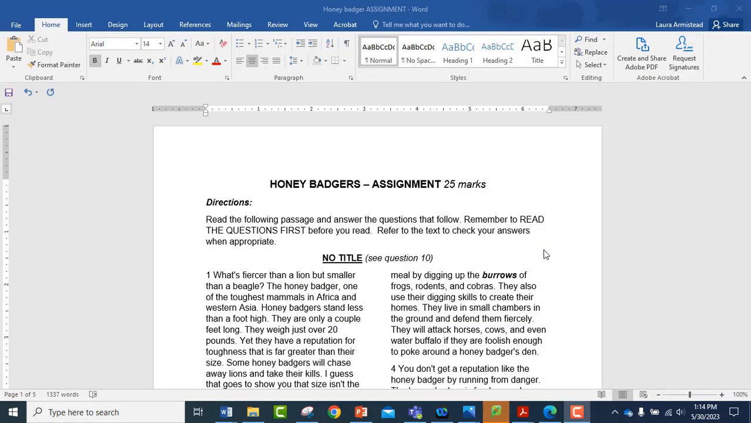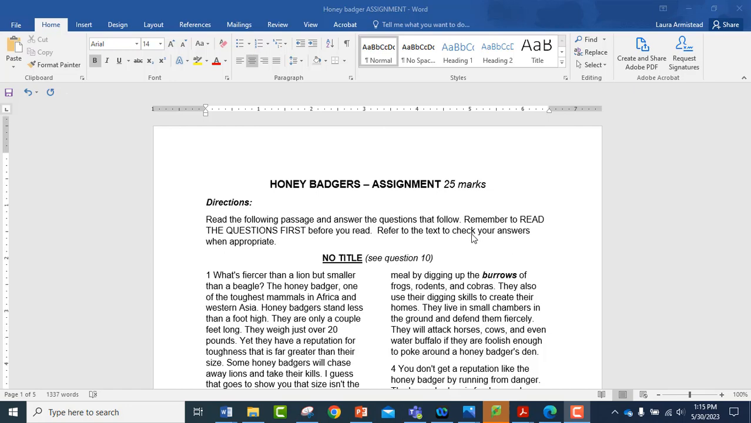So today I'm going to demonstrate how you use reading strategies when you're going to do an assignment. This is called Honey Badgers. It's a reading assignment worth 25 marks. The directions say read the following passage and answer the questions that follow. Remember to read the questions first before you read. Refer to the text to check your answers when appropriate.